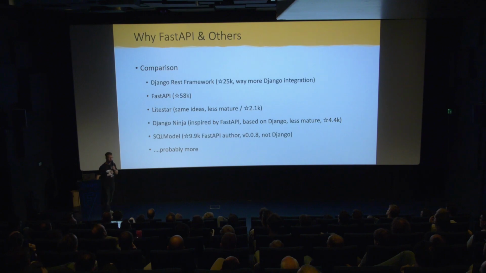Oh yeah, I added GitHub stars. Actually, it's a popular framework. It's good to see. I also noticed Lightstar and Django Ninja. Yeah, they look like FastAPI. This Django Ninja especially, but if I read about it, it's very much inspired by FastAPI. Maybe it's something to use in the future with Django over FastAPI.